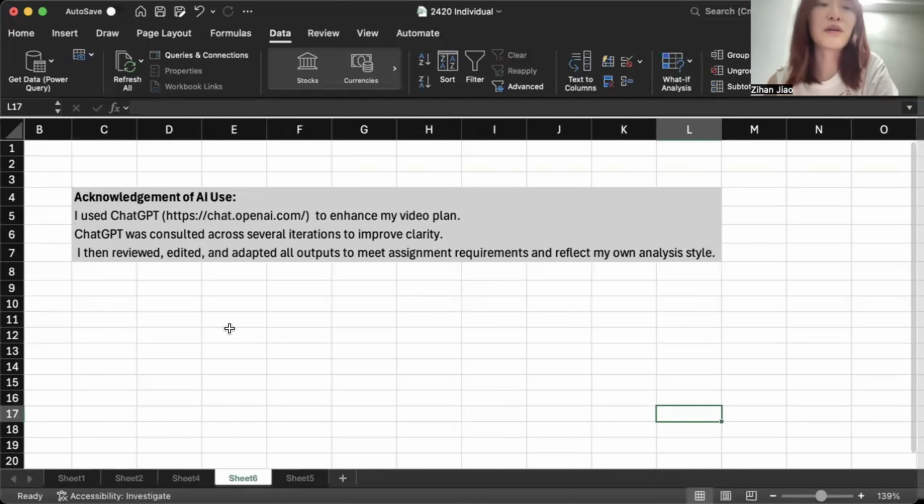Another thing I want to talk about is the acknowledgement of AI use. I used ChatGPT to enhance my video plan, and after that, I reviewed, edited, and adopted all outputs to reflect my own analysis style and meet my assignment requirements.